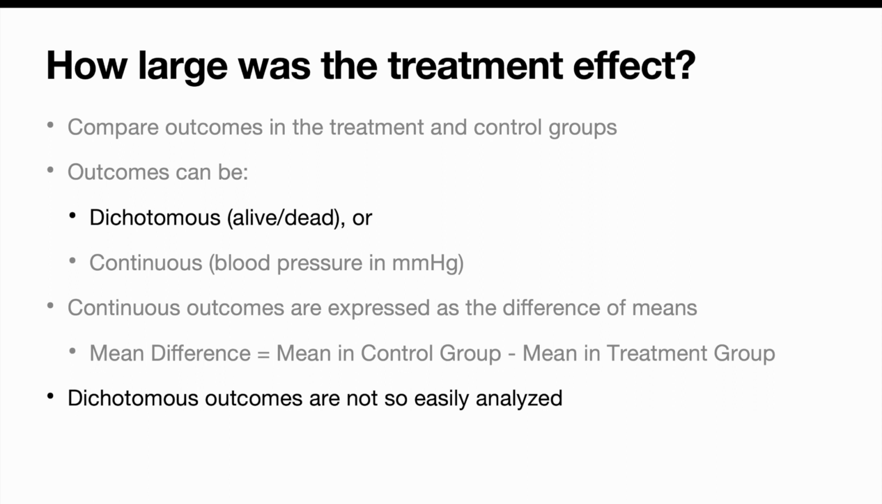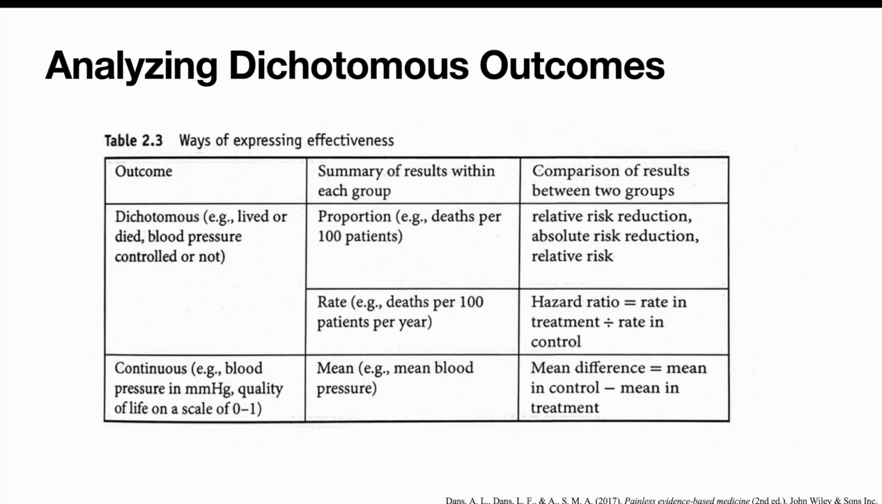Remember, in our continuous outcome, we looked at the mean difference between groups. So that would be the difference between the mean in the control group and the mean in the treatment group. And we wanted to see how large those differences were. In dichotomous outcomes, we have some other ways of measuring how large the treatment effect was. So, like I said, on the bottom there, you see continuous outcomes like blood pressure in millimeters of mercury, quality of life on a scale of 0 to 1. The summary of results within each group column says we're looking at the mean, right? The mean blood pressure, and then the comparison of results between the two groups is the mean difference. We just talked about that.